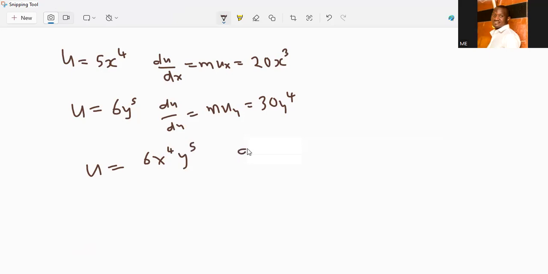So this will be du over dx, the marginal utility of x. We're going to differentiate with respect to x, leave the y as it is. The y^5 will be a dummy. So we're differentiating 6x^4. What is the derivative of 6x^4? 24x^3.